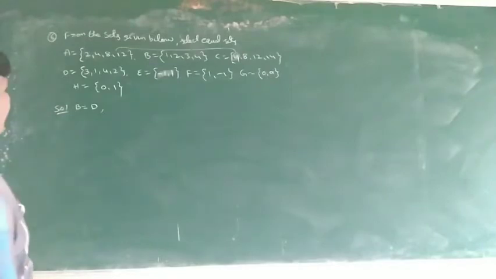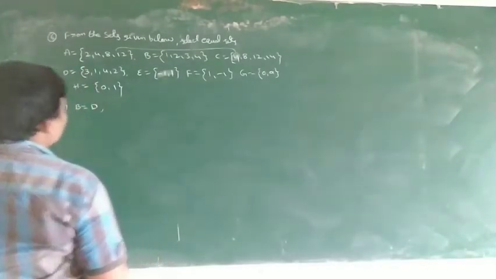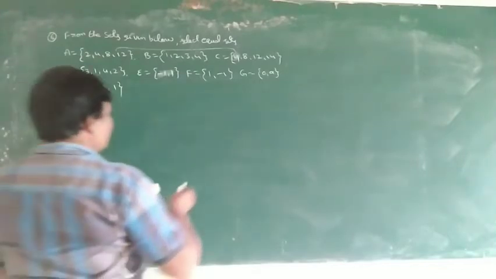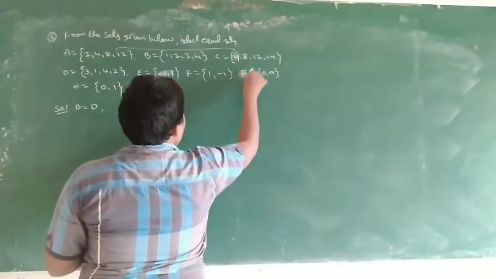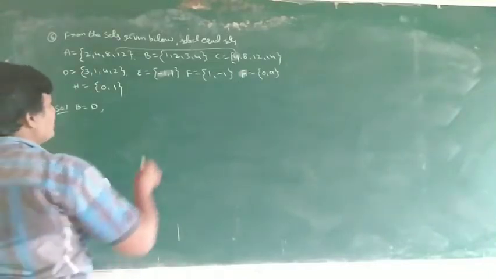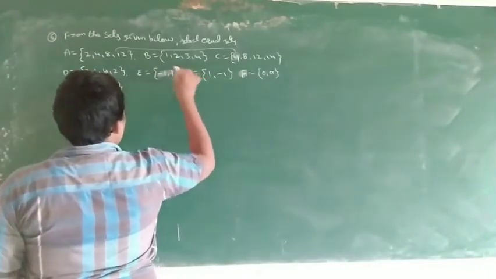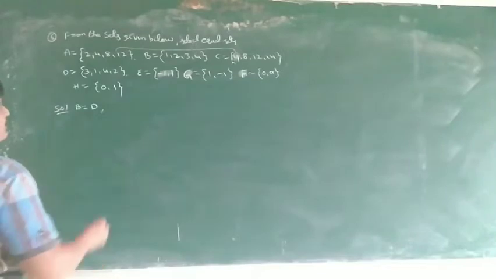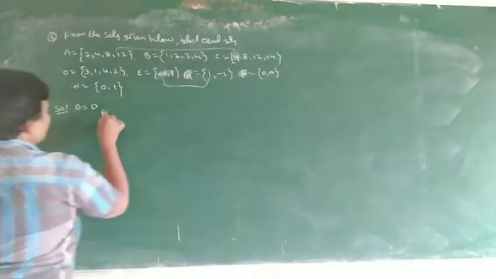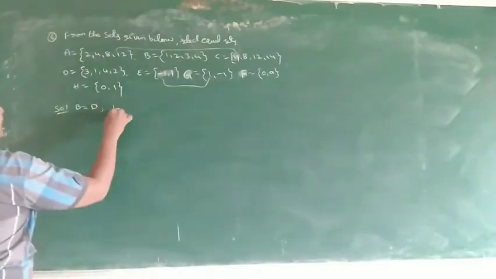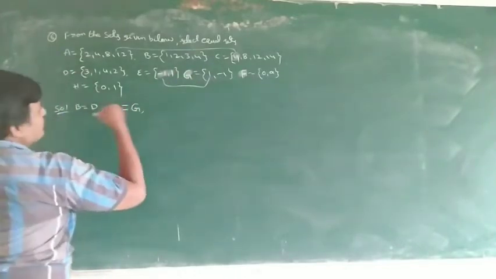Next, E is equal to {-1, 2}. Sorry, E is equal to {-1, 1}. F is equal to {0, A}. G is equal to {1, -1}. H is equal to {0, 1}. Which are equal? E and G: both are the same, {-1, 1} and {1, -1}. So E is equal to G.